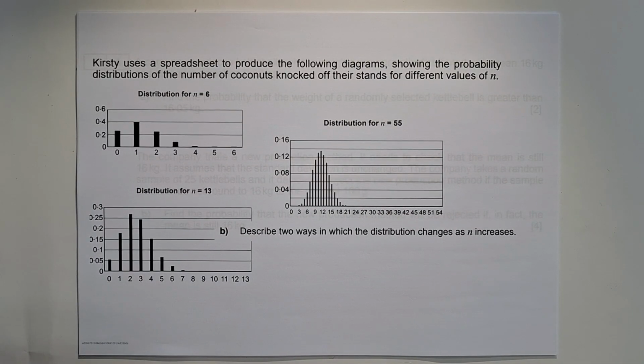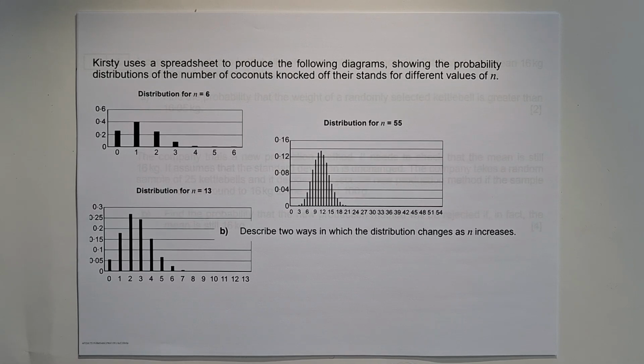Part B. Kirsty uses a spreadsheet to produce the following diagrams showing the probability distributions of the number of coconuts knocked off their stands for different values of n. So you can see we've got n is 6, 13 and 55. Those are just random numbers they've chosen to show. There's no particular reason why they chose 6 and 13 and 55. But we've got this binomial graph with a probability of 0.2 each time.